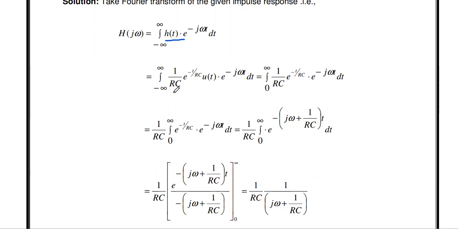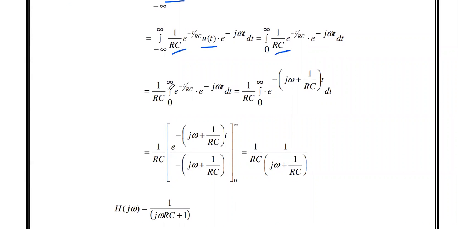So here this 1 by RC is a constant, so you take it outside. Then this u of t: what is the meaning of u of t within the integration? If any function is multiplied with u of t, the integration is available only for the interval 0 to infinity. So that's why you change this integration into 0 to infinity. Then you take this 1 by RC outside. So 1 by RC integration 0 to infinity e power minus t by RC e power minus j omega t dt. Then you just combine these two e powers. If you are combining the e powers, we have to take minus t as common: j omega plus 1 by RC.